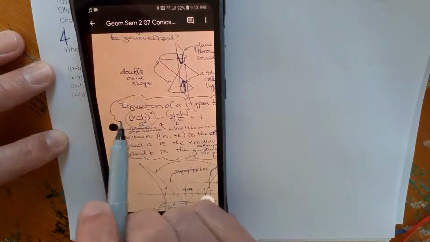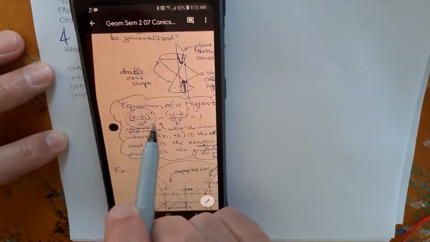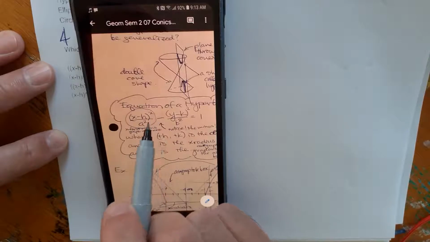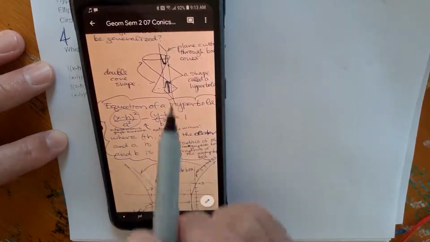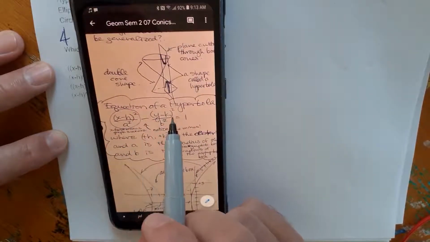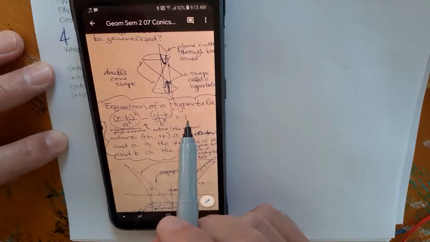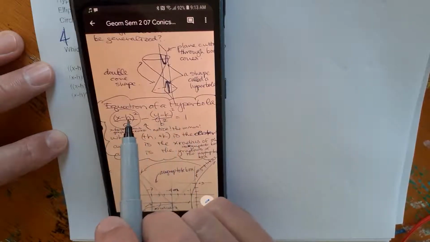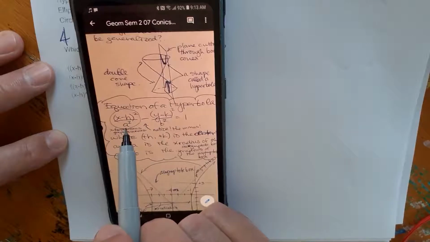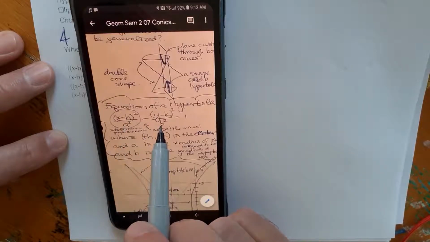It's x minus h, quantity squared, over a squared minus, and that's an important part, that minus right there, y minus k, quantity squared, over b squared equals 1. And these have different parts. h, k is the center. We're going to show that in a second. a is the radius in the x direction. b is the radius in the y direction.